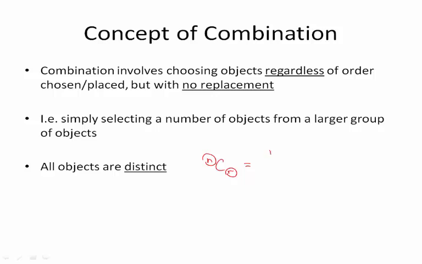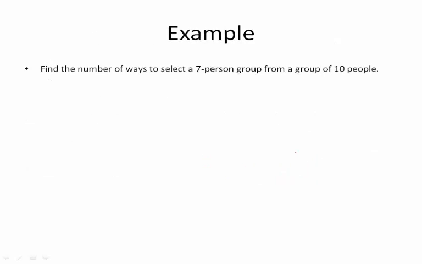And this equals n factorial over r factorial multiplied by n minus r factorial. Let us look at an example. Find the number of ways to select a 7-person group from a group of 10 people. This should be fairly straightforward, since people themselves should be distinct in nature. Therefore, we can apply combination, and as we have a total of 10 people, it would be 10 choose 7. And this will give us 10 factorial over 7 factorial times 10 minus 7 factorial, and that gives us 120 ways.